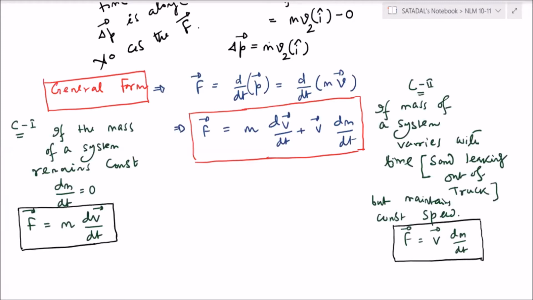Sir, we can consider a rocket also, no, sir? Yes. Rocket motion is also a part. Actually, in rocket, both these equations will come into effect, because a rocket's mass changes and at the same time it accelerates also.